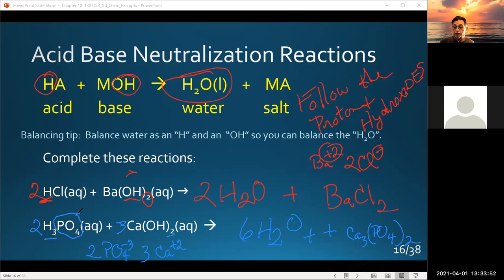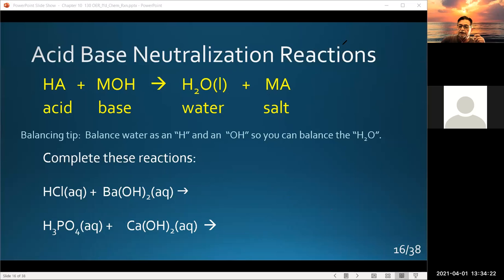And the PO4, you can count each one individually, each phosphorus, each oxygen. But when you're balancing polyatomic ions, just balance the whole unit. So I have 2 PO4s in the form of phosphoric acid, and guess what? I have 2 PO4s in the form of calcium phosphate. So now I got a balanced chemical equation. Okay. So let me clear this mess up and bring in the slide.